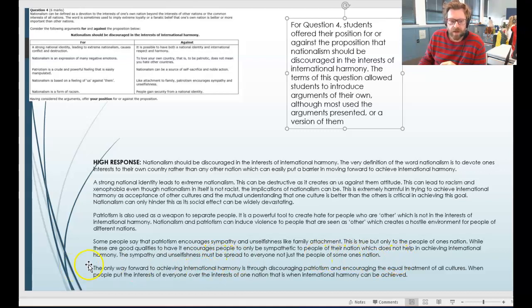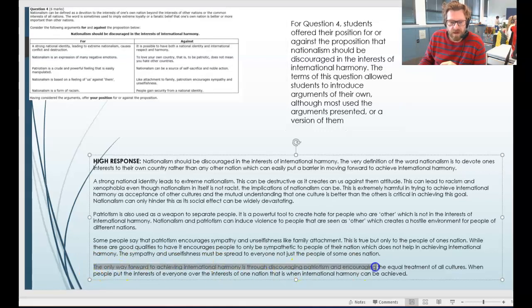All right, and here we go. Here's that nice final restatement and clear articulation of what the argument is and the conclusion. The only way forwards to achieving international harmony is through discouraging patriotism and encouraging the equal treatment of all cultures, etc., etc. So you can see how that's put forwards a really nicely structured argument. You can see the steps in there really clearly.